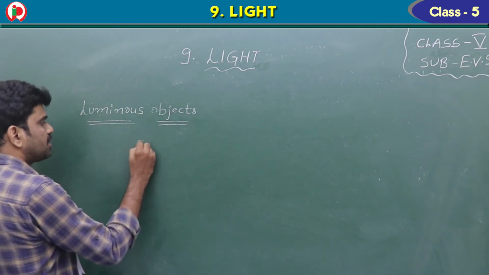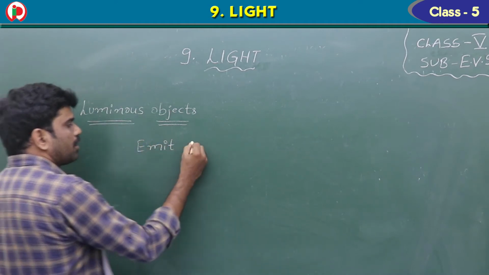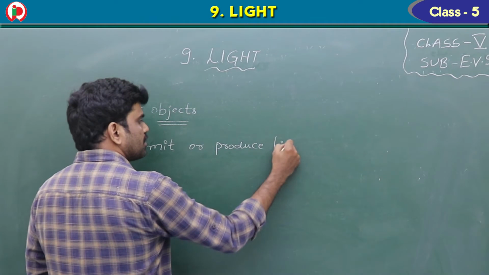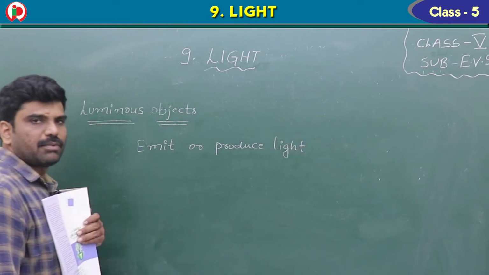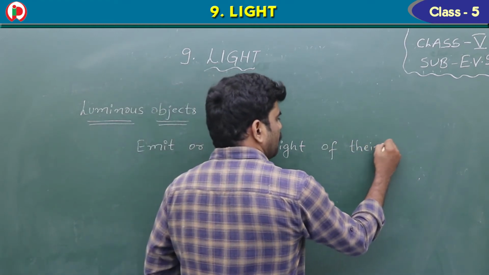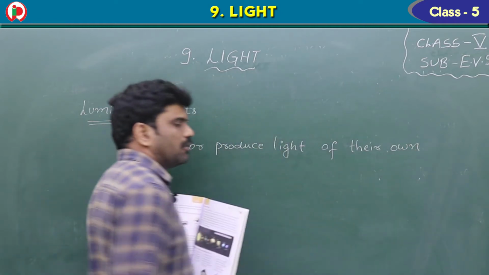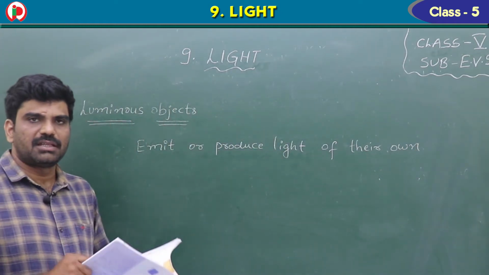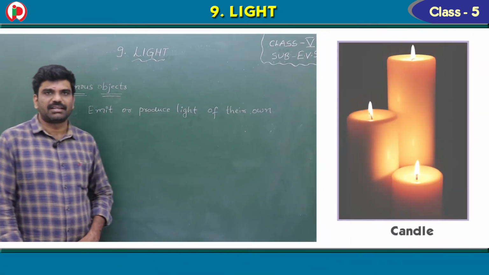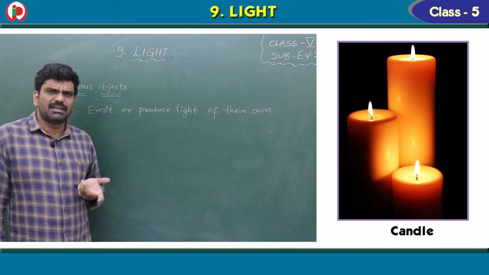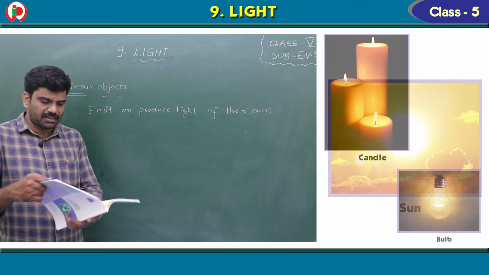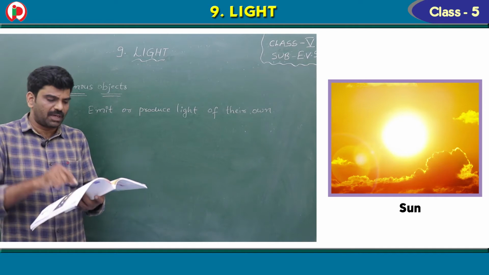So luminous objects are those objects that produce or emit light of their own. If you take a candle, children, the candle emits light by its own. A bulb emits light by its own. The sun emits light by its own. So these three are luminous objects.